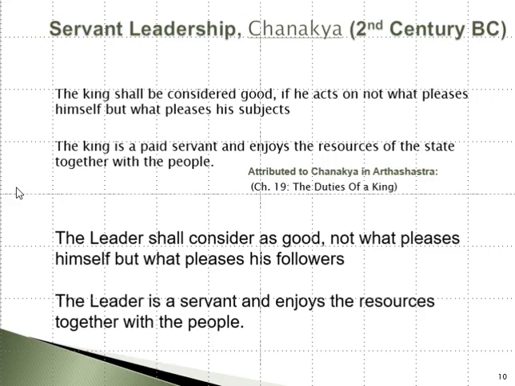In the 2nd century BC, we had Chanakya write that the king shall be considered good if he acts on not what pleases himself, but what pleases his subjects. The king is a paid servant, who enjoys the resources of the state together with the people. Essentially, the leader is good if he helps others, and he enjoys working with others and using those resources to others' benefit.